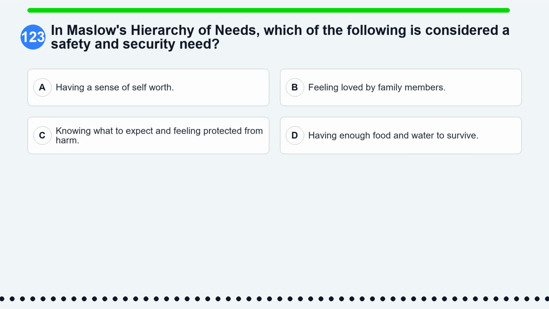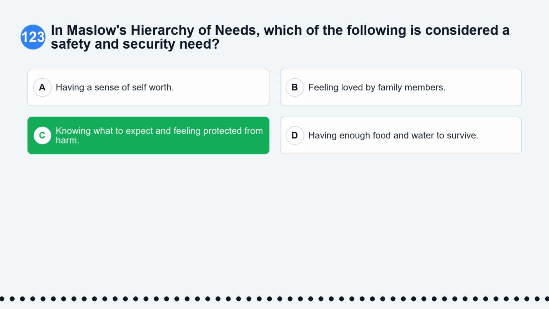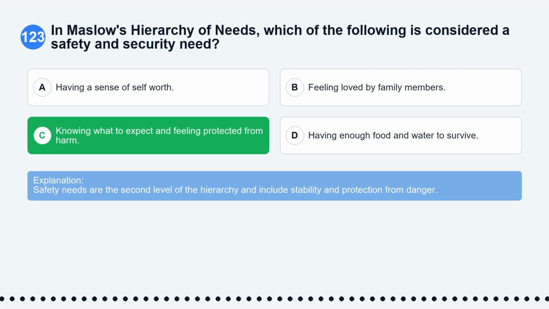Question 123. In Maslow's hierarchy of needs, which of the following is considered a safety and security need? Option A. Having a sense of self-worth. Option B. Feeling loved by family members. Option C. Knowing what to expect and feeling protected from harm. Option D. Having enough food and water to survive. The correct answer is option C. Knowing what to expect and feeling protected from harm. Safety needs are the second level of the hierarchy and include stability and protection from danger.